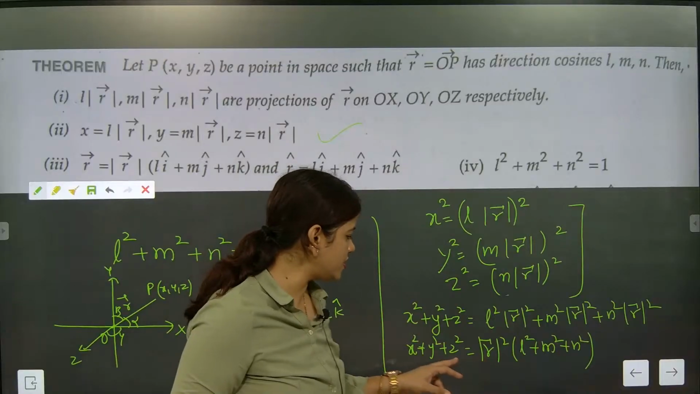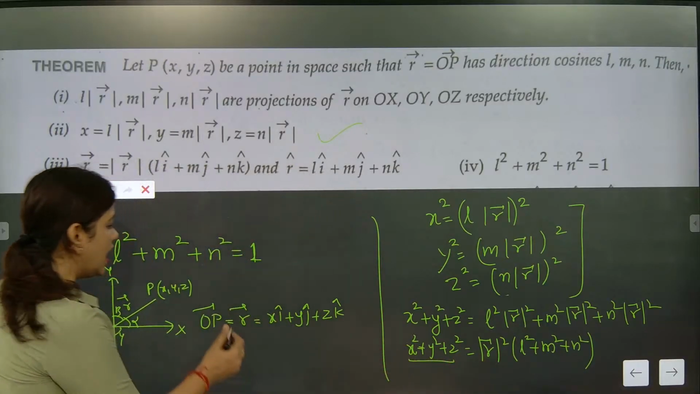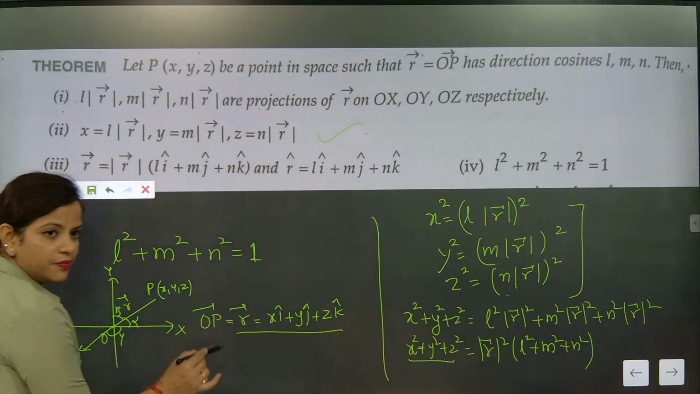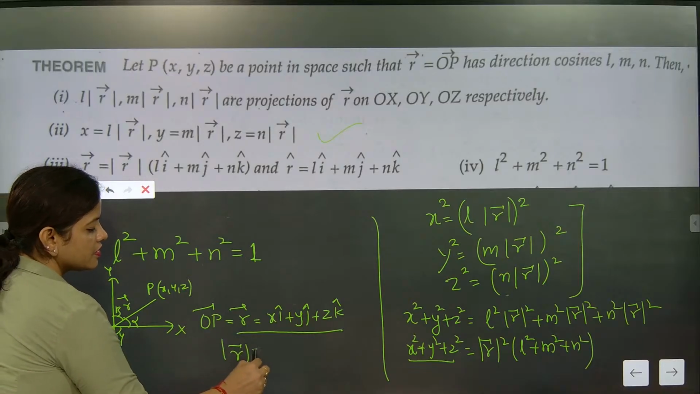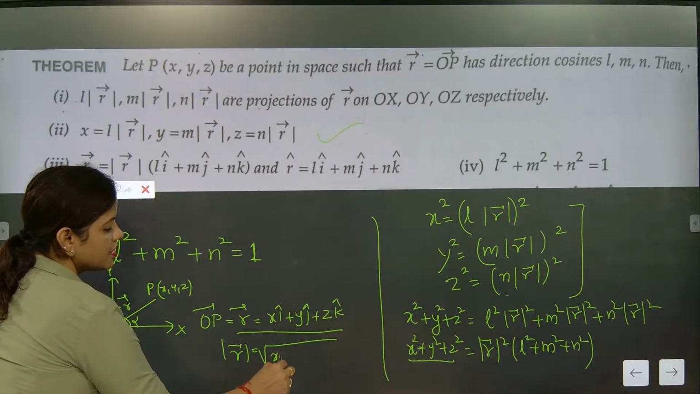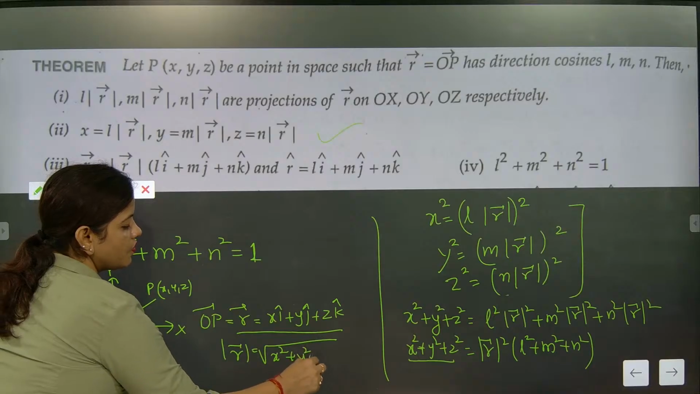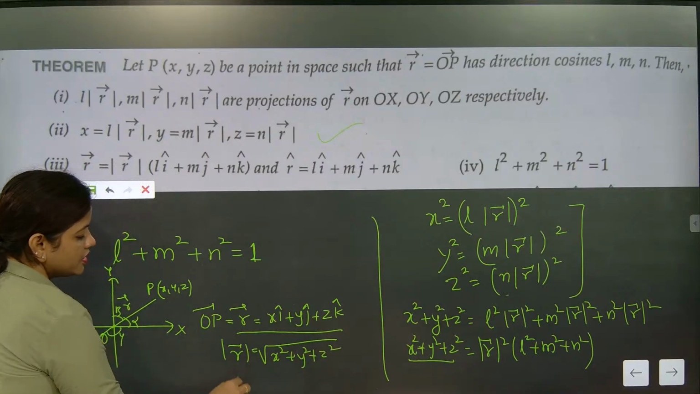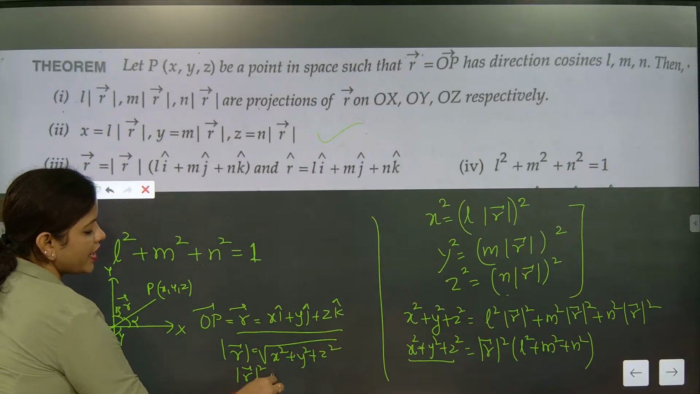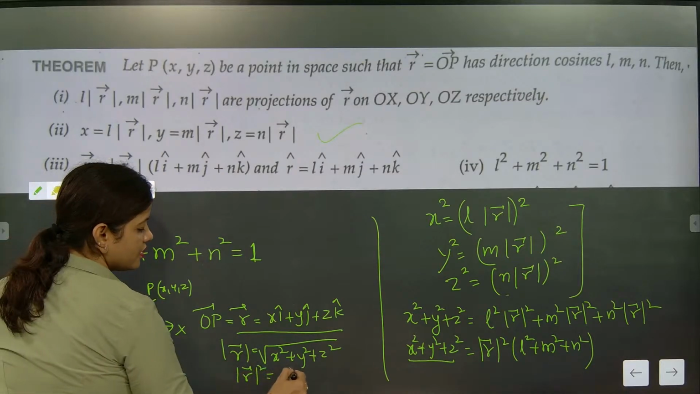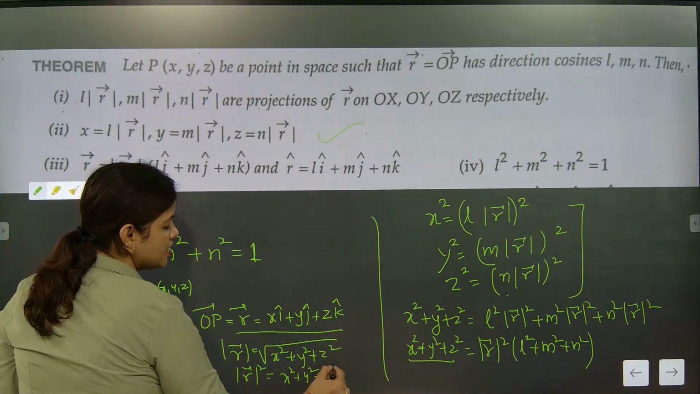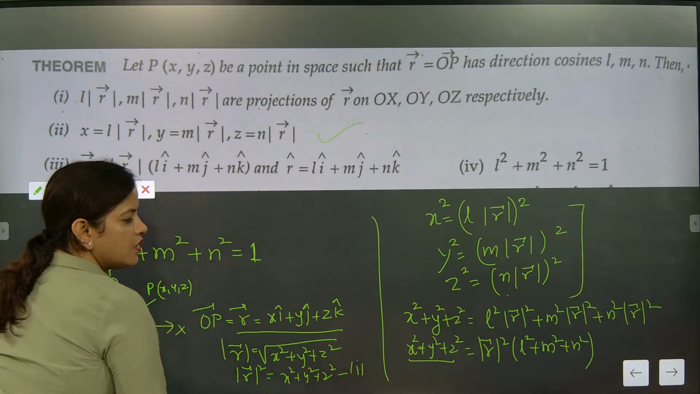Now, beta, this one is what? When r vector is this one, can anybody tell me what is the magnitude of r vector? Root under x square plus y square plus z square. Then what is the magnitude of this square? x square plus y square plus z square. Take it as equation 1.